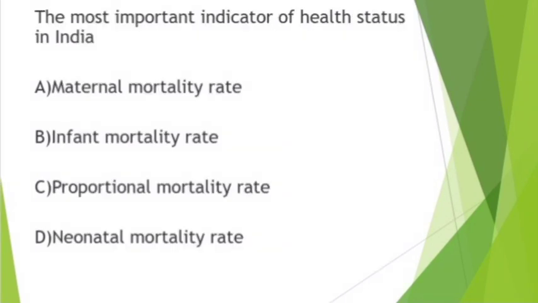The most important indicator of health status in India: option A, maternal mortality rate. Option B, infant mortality rate. Option C, proportional mortality rate. Option D, neonatal mortality rate. The most important indicator of health status in India is option B, infant mortality rate.